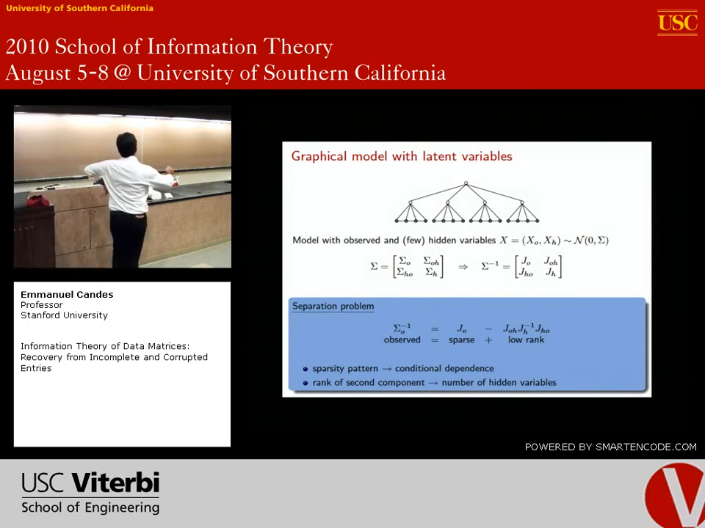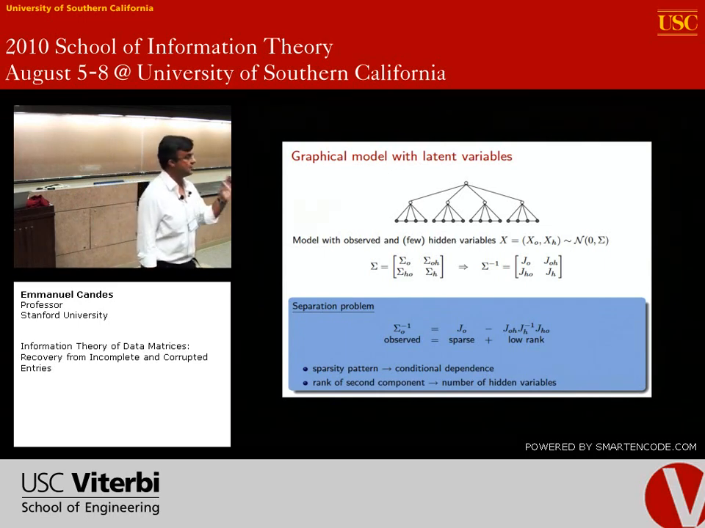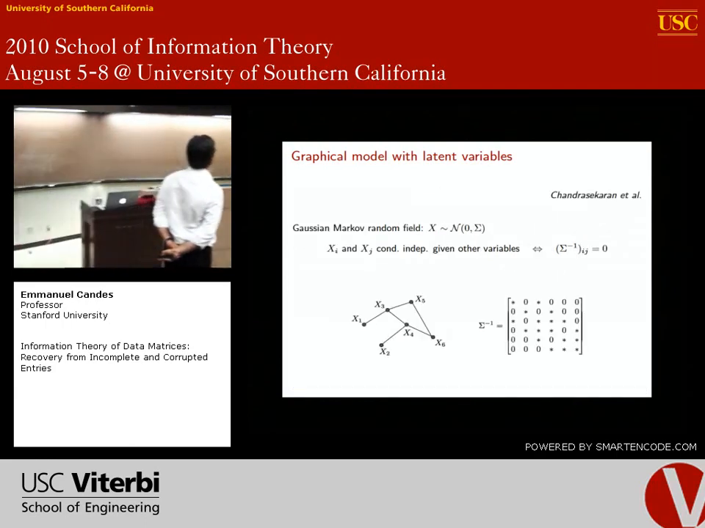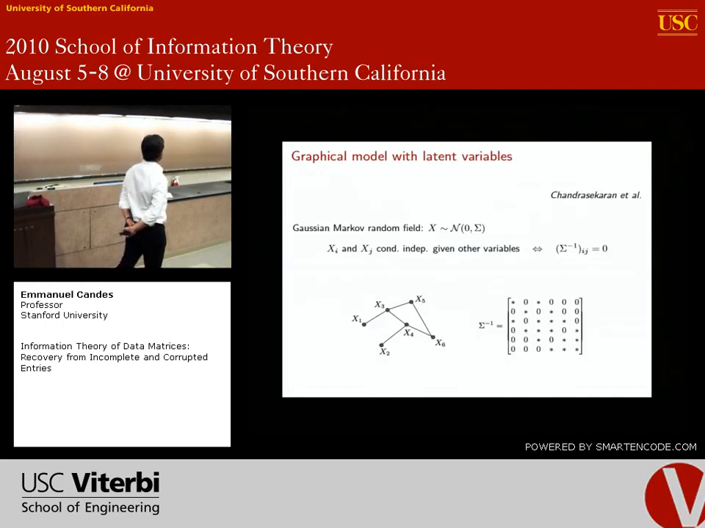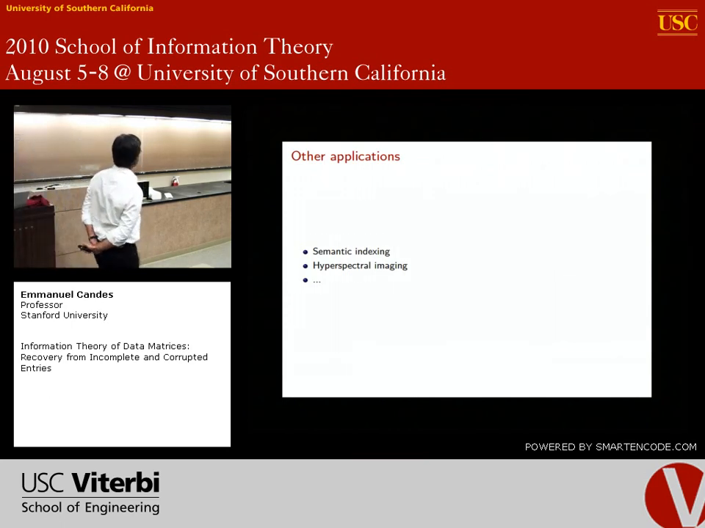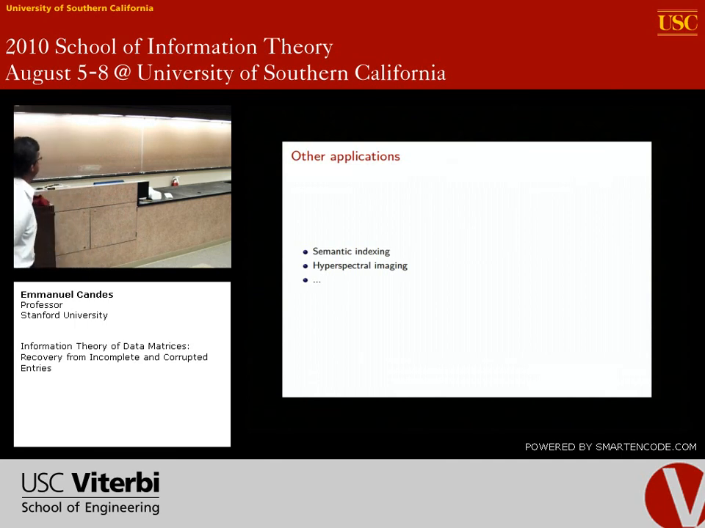So if we could somehow separate the sparse part from the low rank part, I could recover the conditional independence between the observed variables even though I don't get to see the hidden variables, which is a cute feat. This kind of separation problem has lots of applications, not only in statistics, but in graphical modeling, in computer vision, and so on. People do document classification with this model, hyperspectral imaging with this model. There's lots of stuff that we could discuss, which we don't have time for.